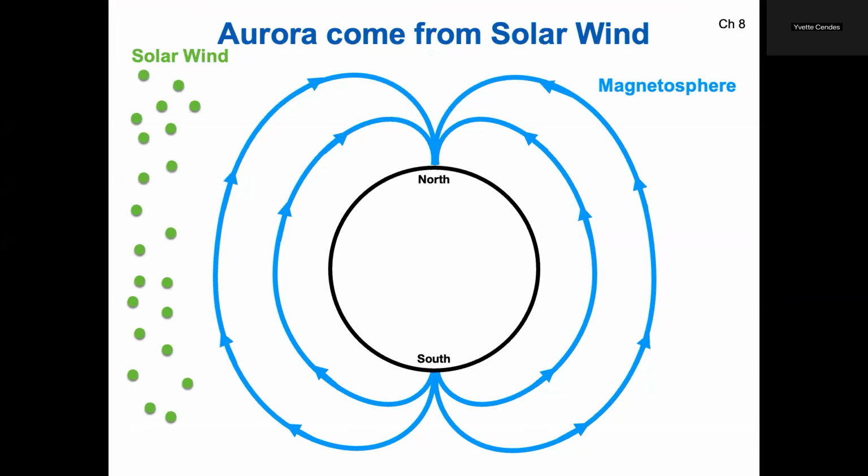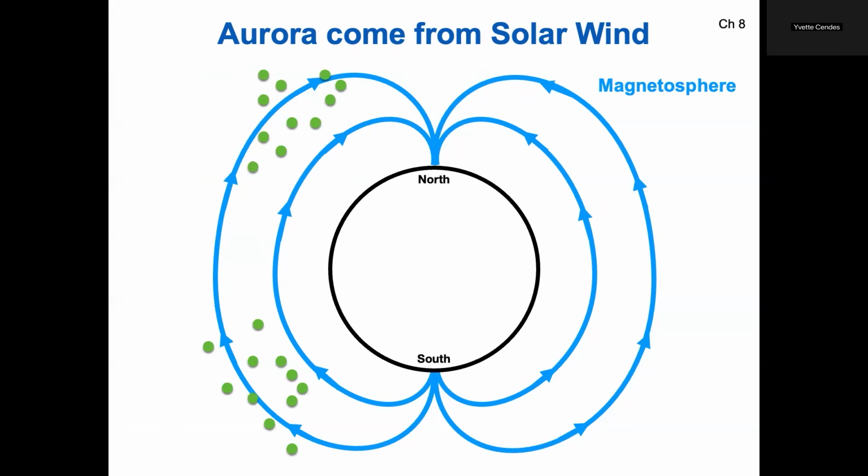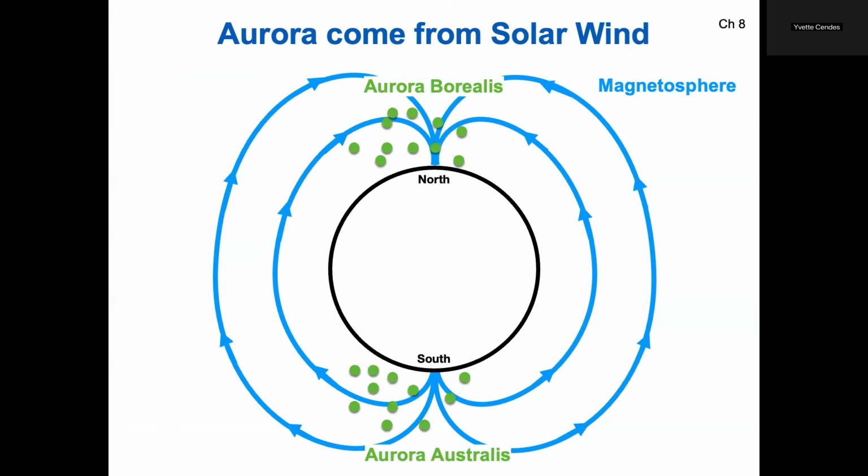The biggest thing that most people have heard of before that is caused by our magnetosphere is the aurora, or the northern lights or southern lights. And the aurora come from the solar wind. So the solar wind, if we have here a very simple schematic, we have our solar wind particles coming inward. They get trapped in those magnetic field lines in the magnetosphere, and they get funneled toward the north and south magnetic poles. And this will create the aurora borealis, or the aurora australis.